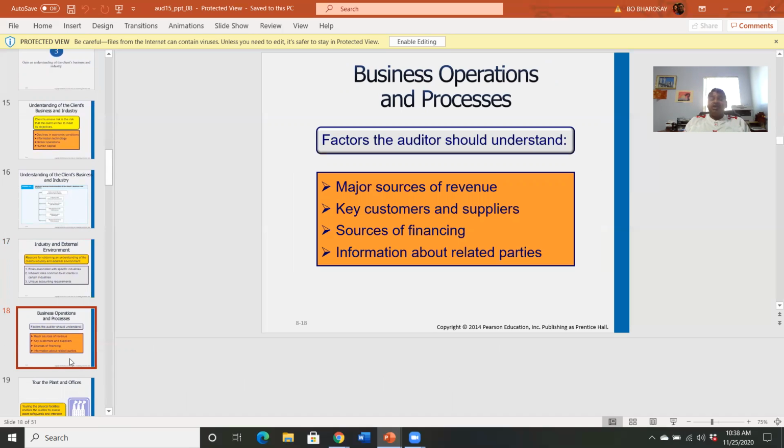Factors the auditor should understand. What are your major sources of revenue? Who are your key customers and suppliers? How is the business financed? Information about related parties. Who are the owners or managers?